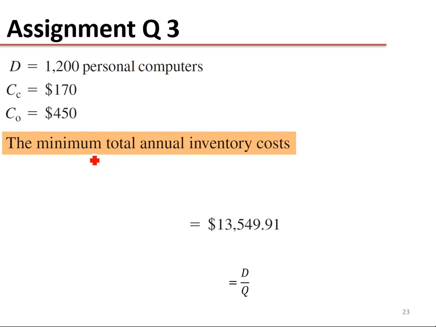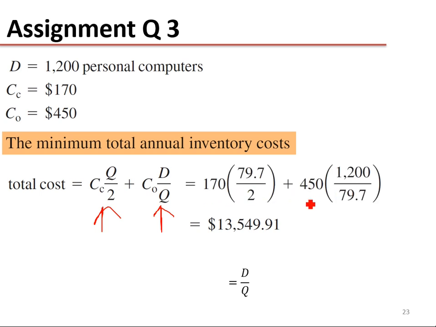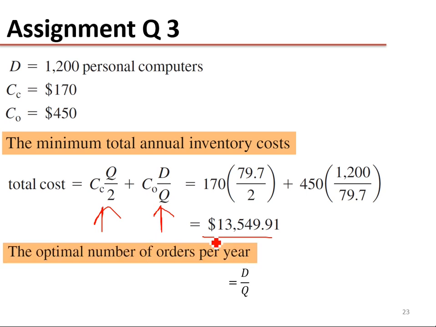And then we have to find the minimum total inventory cost. This is the formula: the carrying cost plus the ordering cost, and these two values we know. When we solve this equation we get $13,549.91 as the total inventory cost, and it is the minimum inventory cost we can say, because we use the Q optimal value in this case.